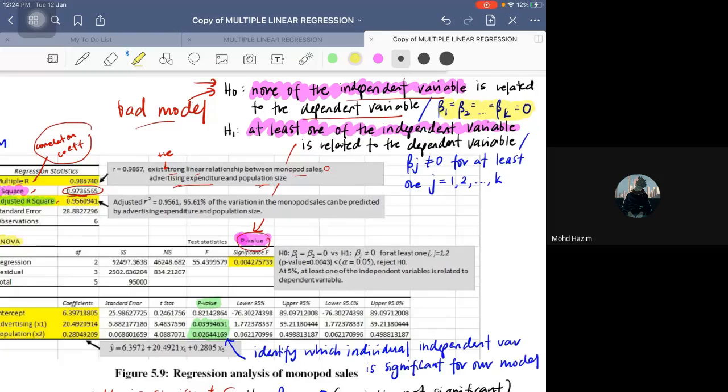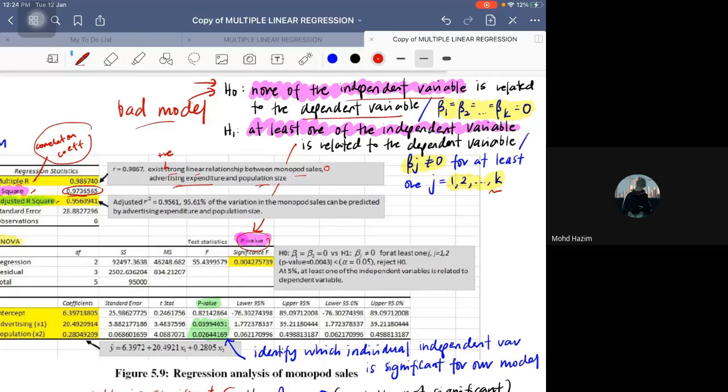But now we have more than one independent variable, and for each of them we have a beta. Therefore, depending on how many independent variables you have, you are going to test on all the betas. For example, if I have 3, I'm going to have beta 1 equal to beta 2 equal to beta 3, and all of them are going to equal 0. Or for the alternative, I'm going to write that bj is not equal to 0 for at least one j. So k is going to be the number of variables that we have.